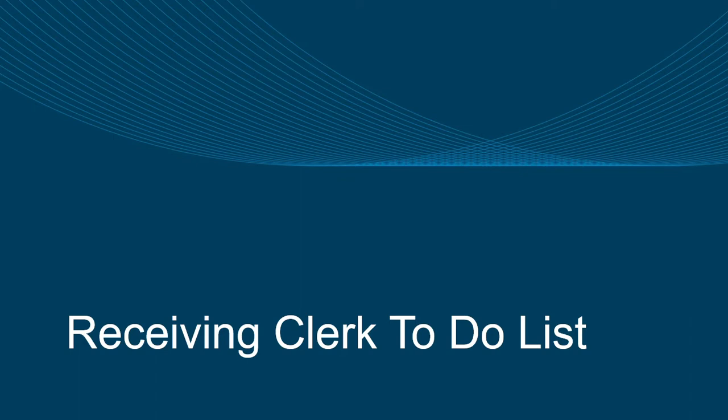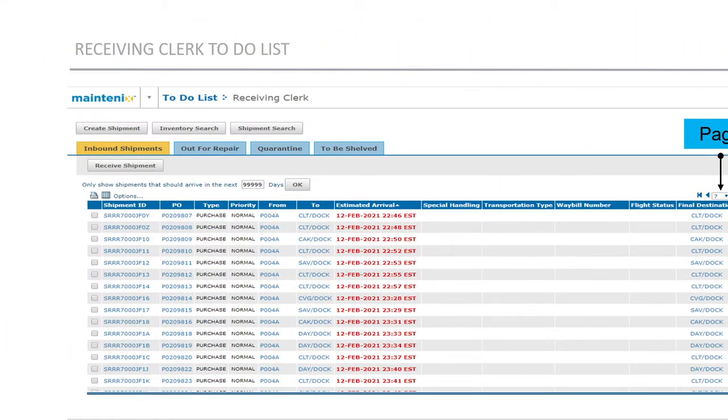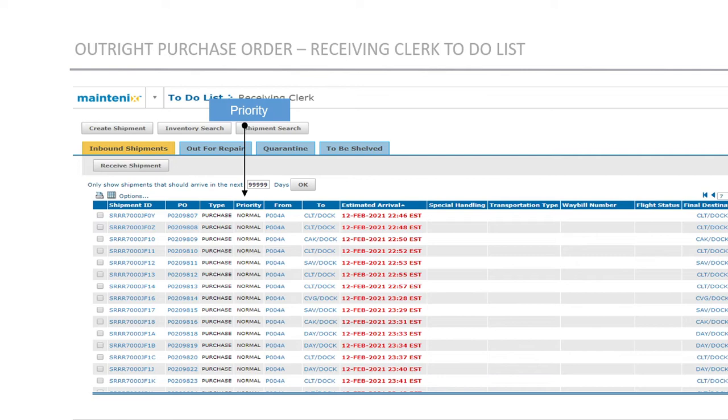Now let's take a look at the receiving clerk to-do list. Each column header can be clicked on to sort except for the special handling column. In the upper right-hand corner, you can sort by page number. I also wanted to point out the priority on the receiving clerk's to-do list, the priority types of AOG, critical, expedite, and normal, which this column can be sorted also.